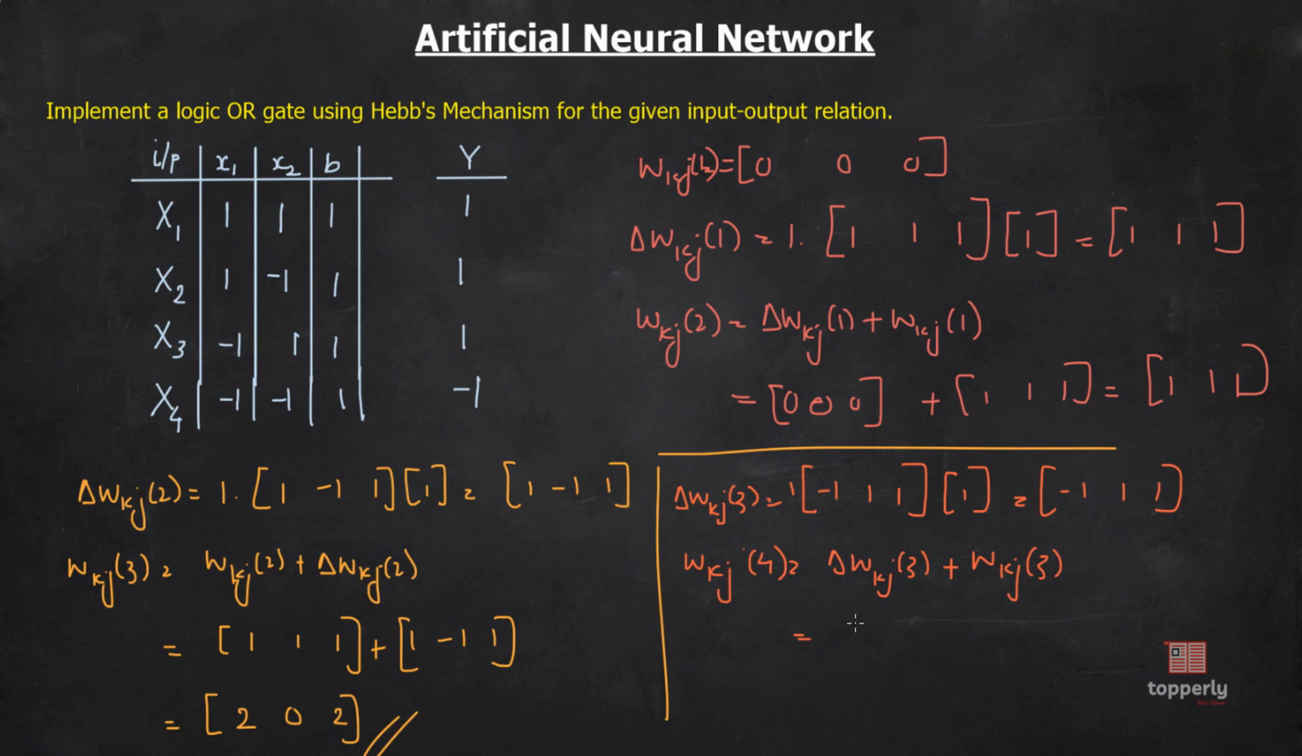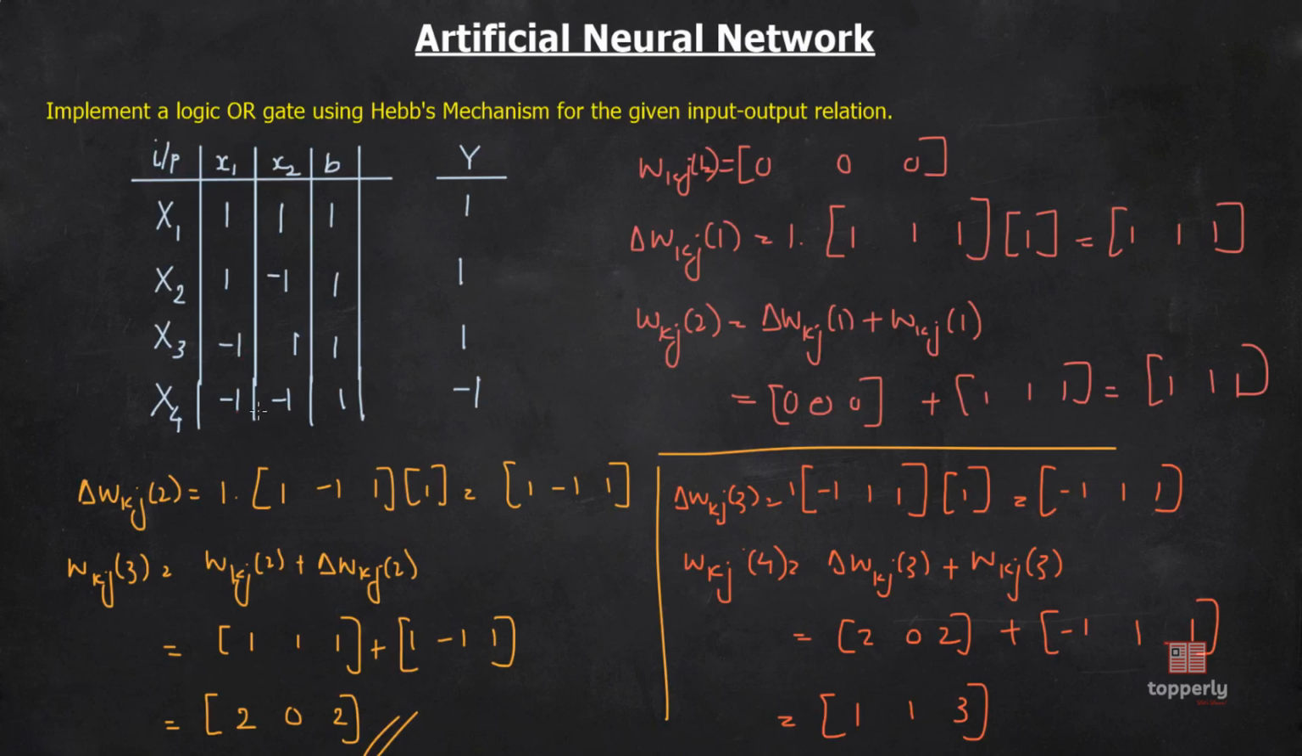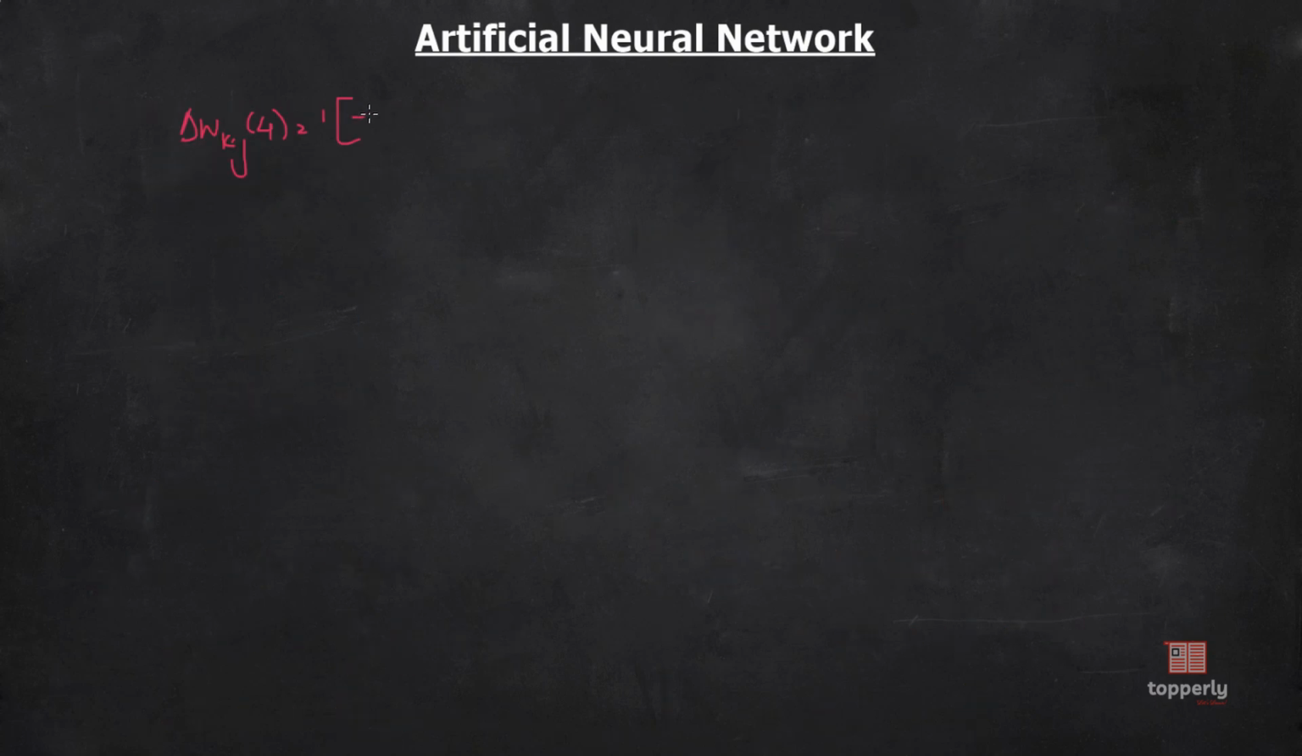Therefore 2 0 2, and delta wkj of 3 is -1 1 1. Therefore -1 1 1, which can be written as 1 1 and 3. Now moving on to the fourth input output pair, we can write it as delta wkj of 4, as the input vector is -1 -1 1 -1 -1 and 1, and the output vector is -1. Therefore this is -1, and we get the output as 1 1 and -1.